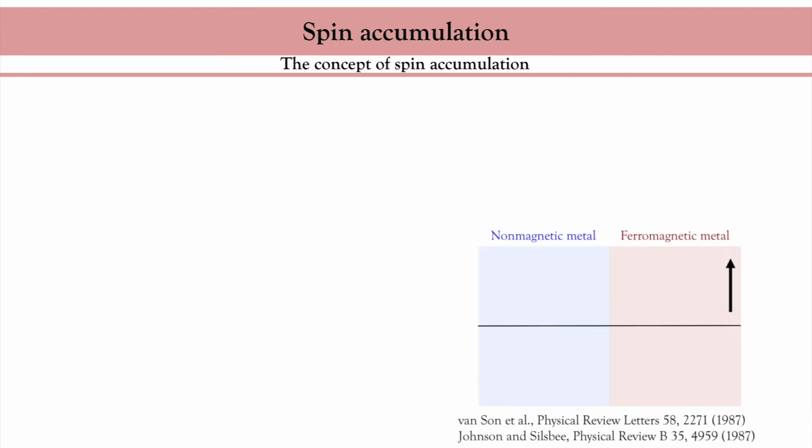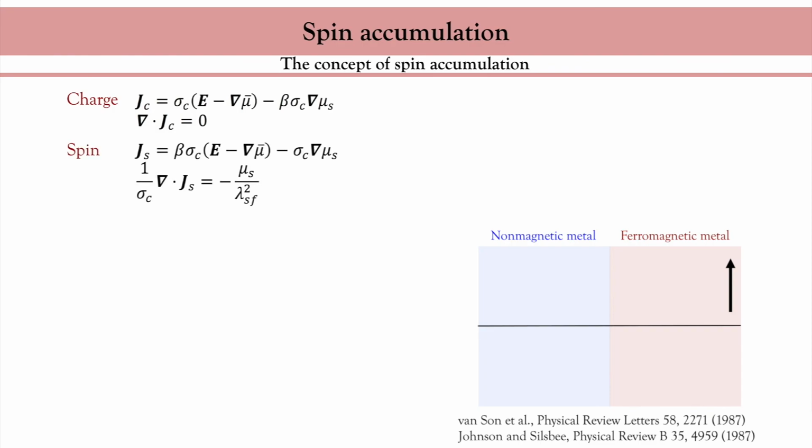My goal is now to obtain an analytical formula that describes the way the spin density behaves at the interface between a ferromagnet and a non-magnetic metal. To do that, we have four equations, 2 for the charge and 2 for the spin. I will consider a one-dimensional model, so the spatial variations only happen along x.